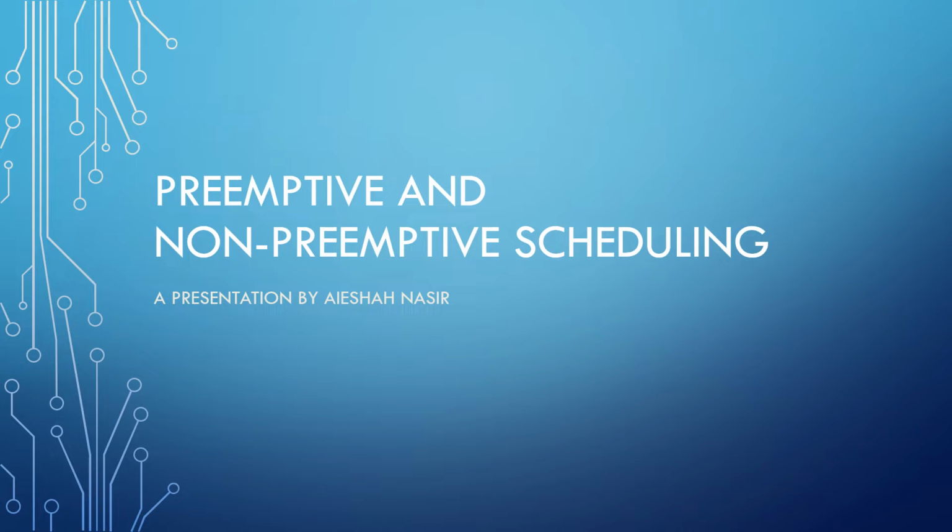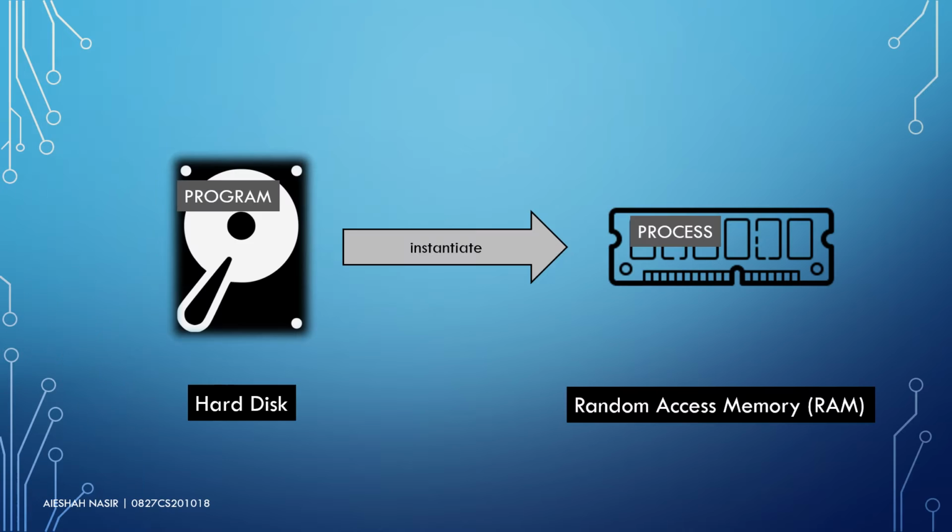This video discusses preemptive and non-preemptive process scheduling. A set of instructions stored on the hard disk is called a program. When an object of this program is created in the main memory of the computer, it is called a process. A process can have several attributes like ID, state, priority, etc.